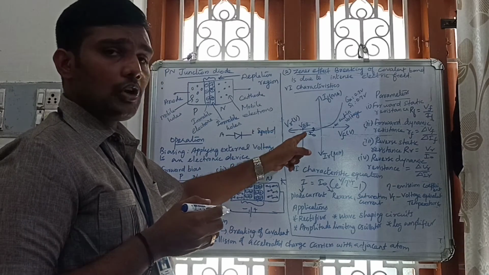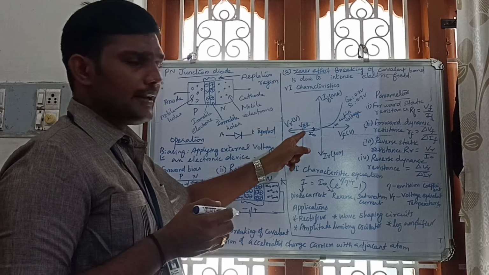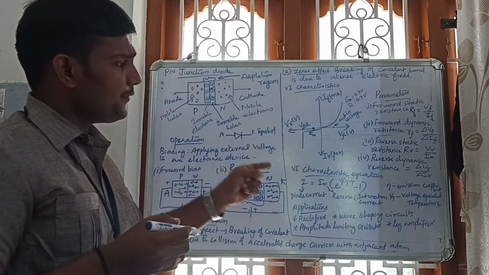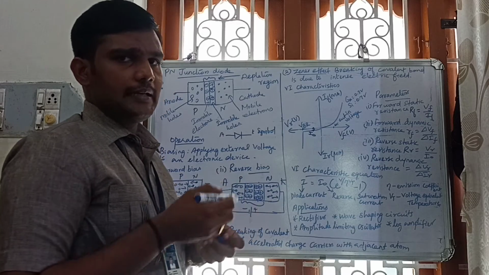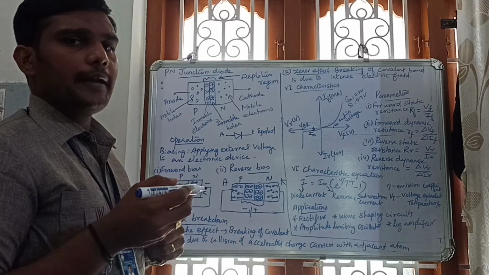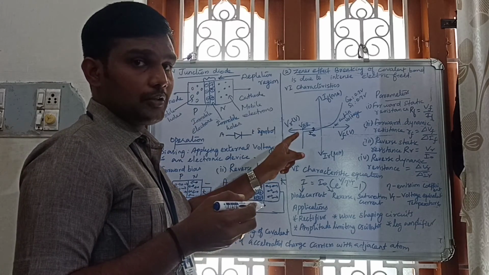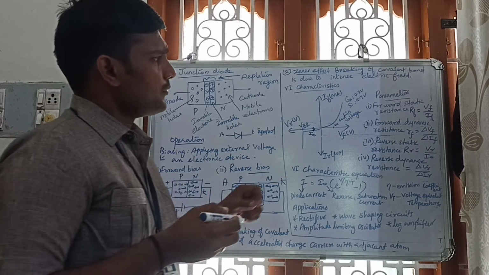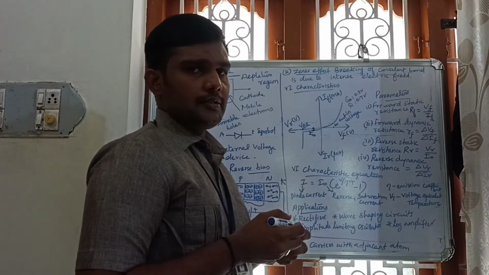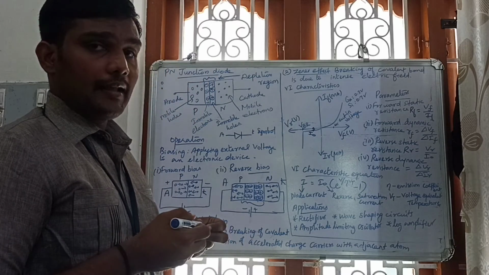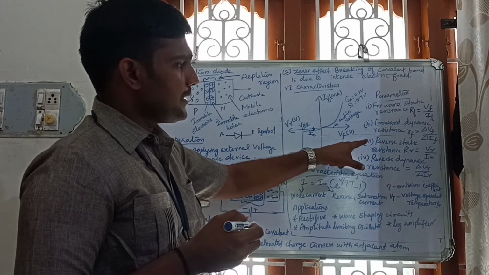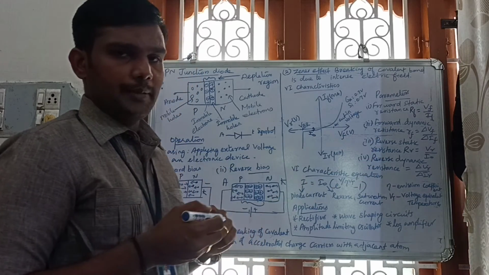But we should not operate the PN junction diode in this region. In the breakdown region, we should not operate the device. If a PN junction diode is operated in the breakdown region, it will be damaged. So it should not be operated in the reverse breakdown region. And let us see the parameters. There are 4 parameters in PN junction VI characteristics: forward static resistance, forward dynamic resistance, reverse static resistance, and reverse dynamic resistance.